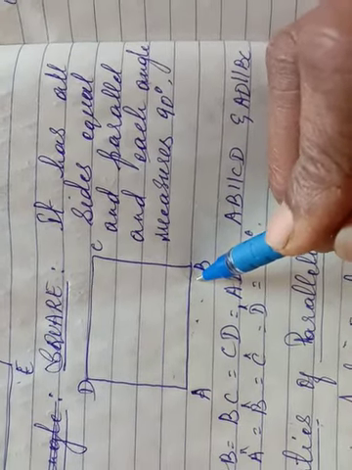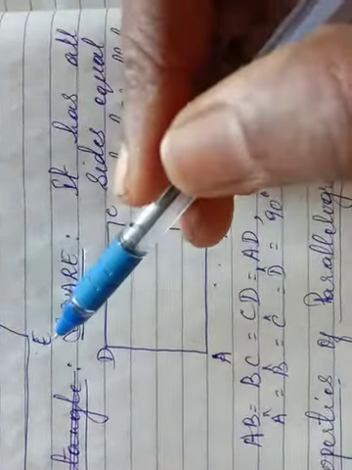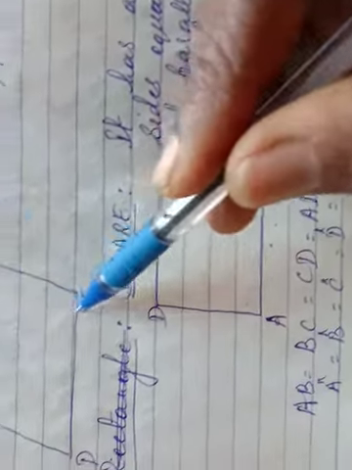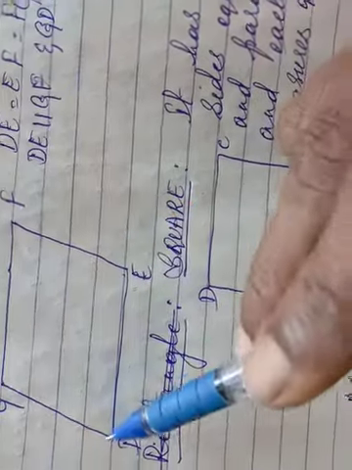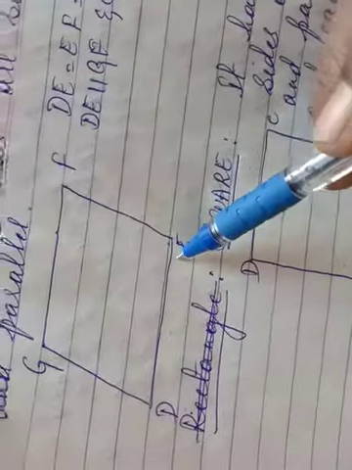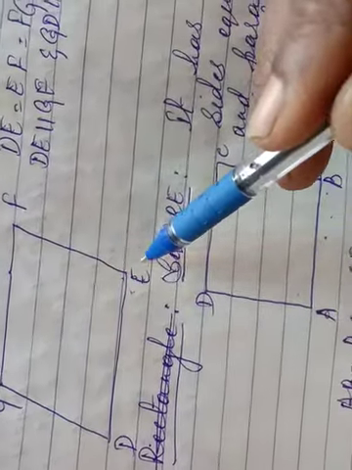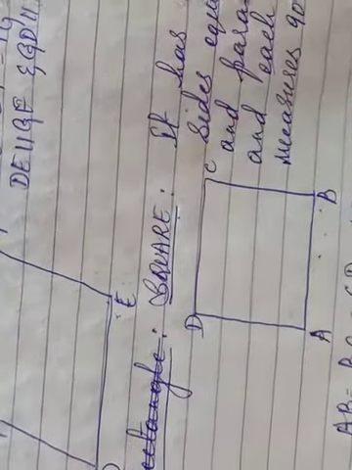Okay, children? Next, in a rhombus, all sides are equal and parallel. Okay, understood? But each angle measures different. Understood? So therefore, it is different from a square and a rectangle.